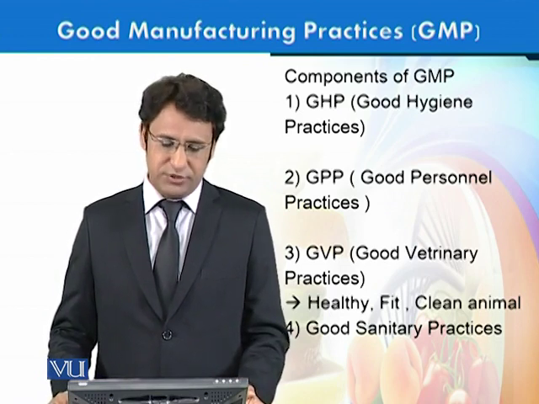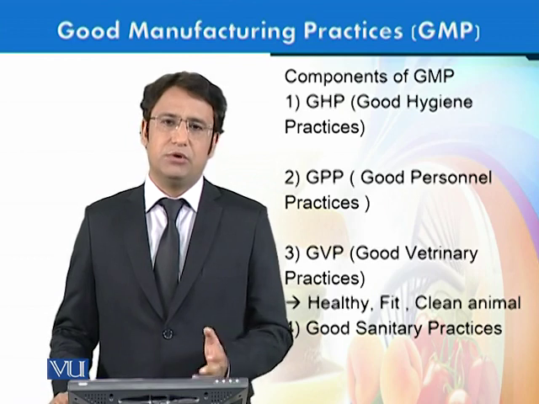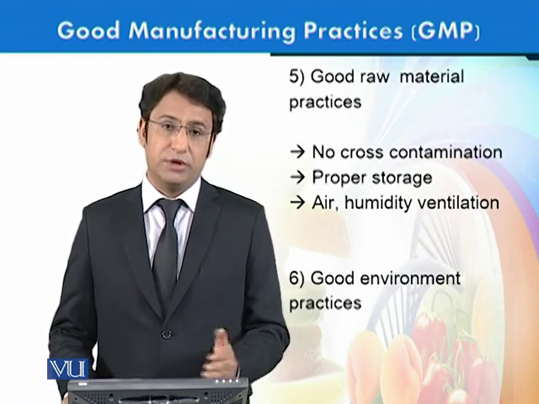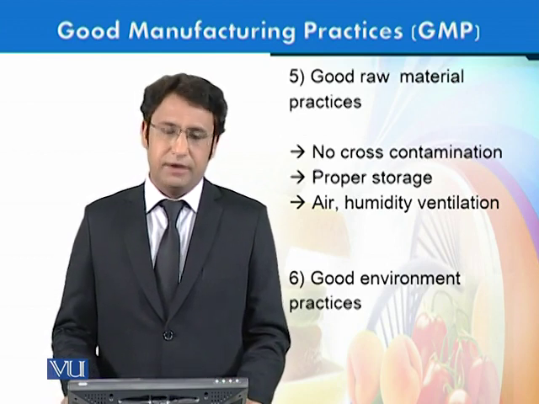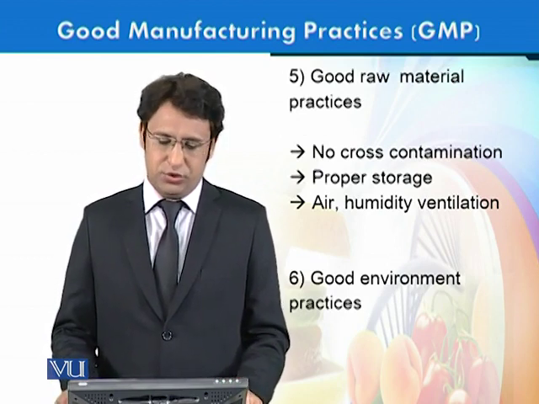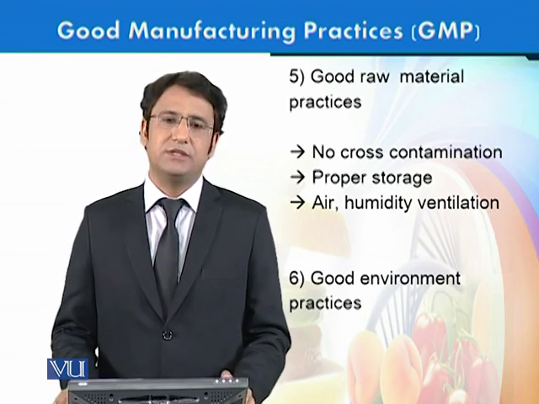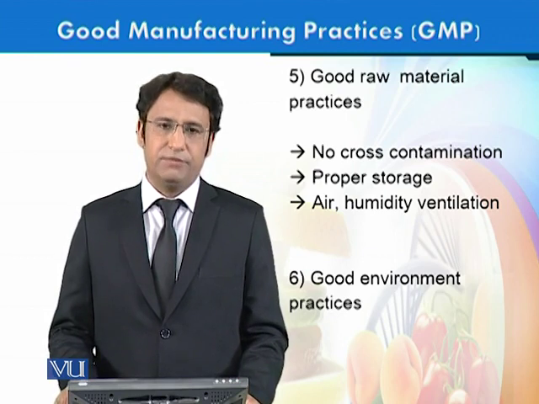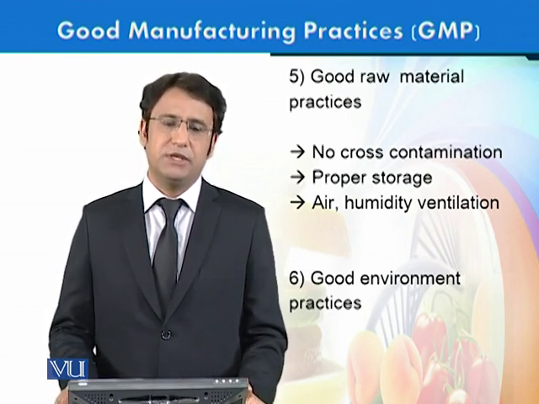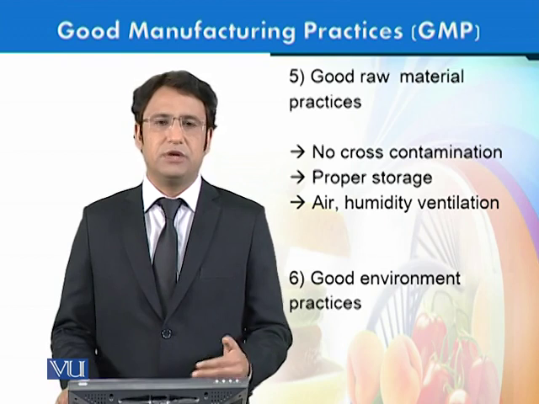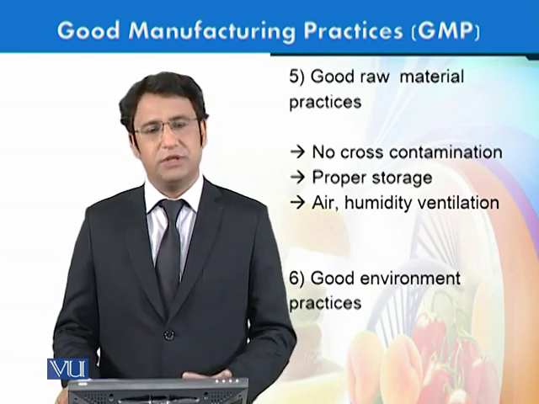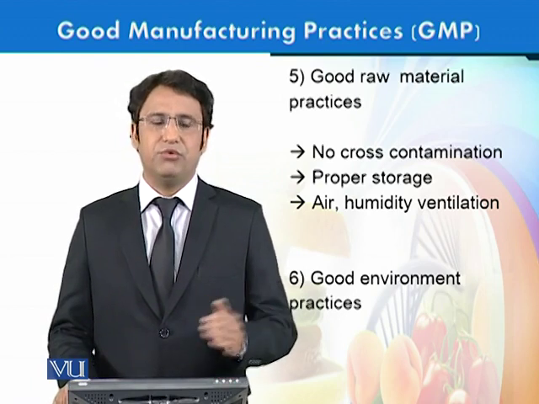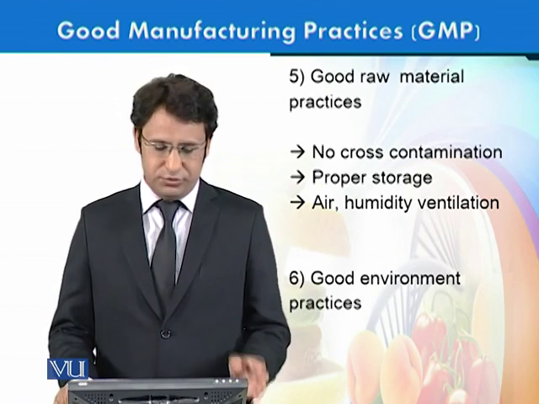This is one element of GMP that talks about all the sanitation of the environment in which food or other products are manufactured. Another element is good raw material practices. This includes every control related to raw material. For example, some of the considerations are that it should not contaminate the food. There should be no cross-contamination between raw and cooked food or within raw foods.